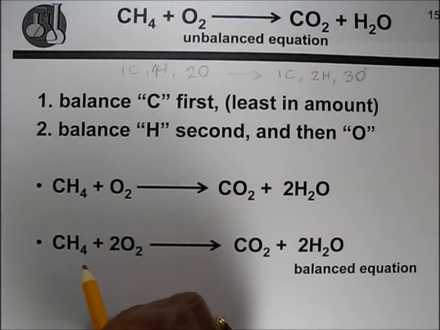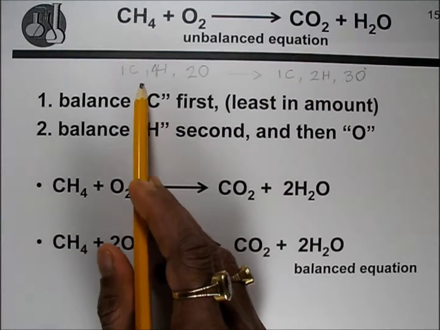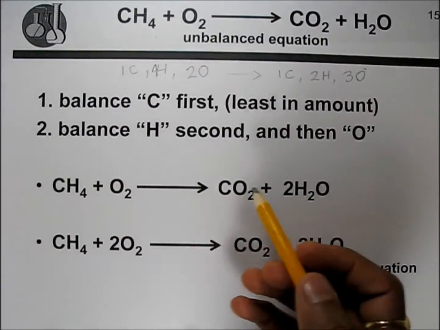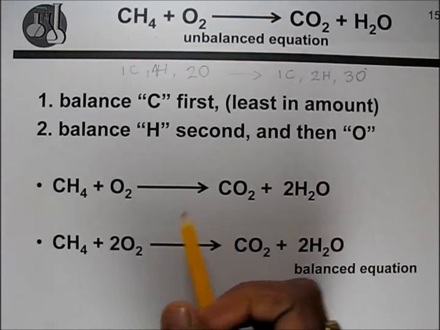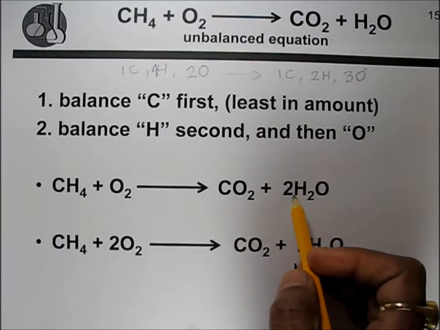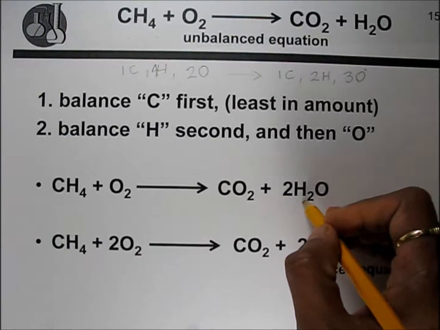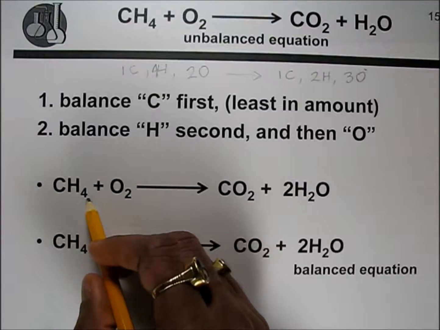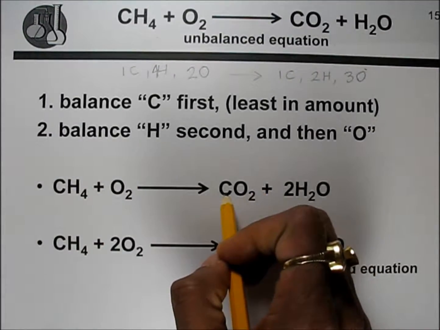Since we have to balance carbon first, carbon is already balanced because one carbon is on this side and one carbon is on that side. We only have to balance hydrogen and oxygen in this chemical equation. So we'll add a coefficient 2 in front of this water molecule. Now you can see there are total 2 by 2, 4 hydrogen and 4 hydrogen on this side. So hydrogens are now balanced, carbon is already balanced.